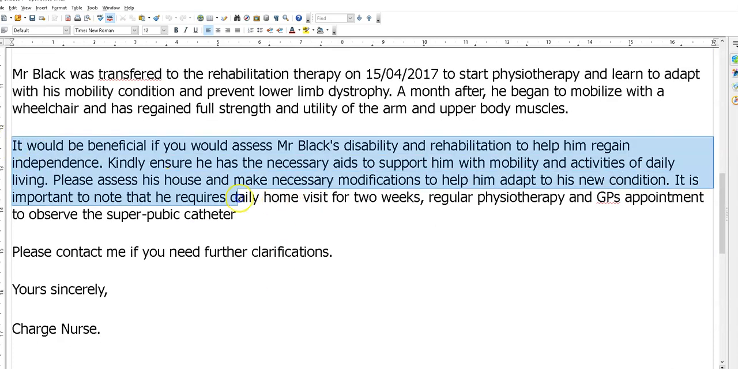So presumably this is the task part. It looks like this guy is going home. Assess his house, make the mods. That's what I need. That's what you want me to do: go to his house, take a look at it. Does he need something in the bathroom, a toilet, because of his wheelchair, and so on.